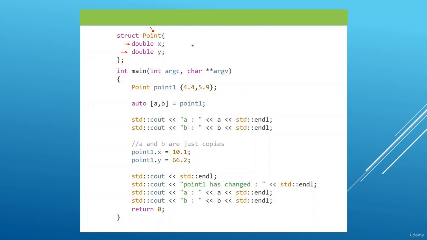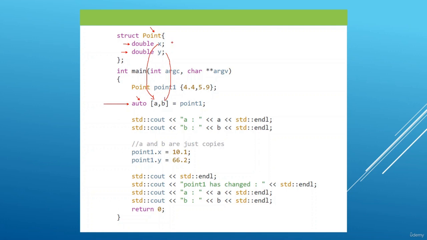We could want to access the member variables of this struct very easily using the syntax we see here. What we do is we use the auto keyword, and then we put square brackets, and inside we put the placeholders for the member variables of our struct. If we do something like this, we're basically going to have a copy of the x member variable stored in A, and then a copy of the y member variable stored in B here.